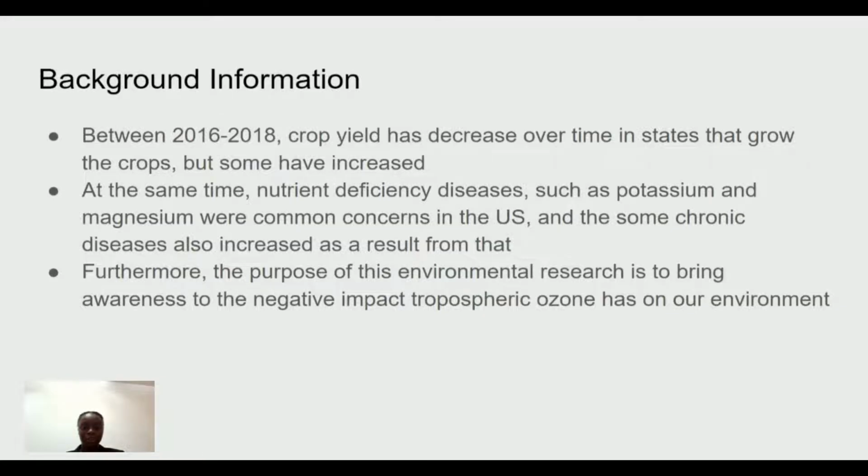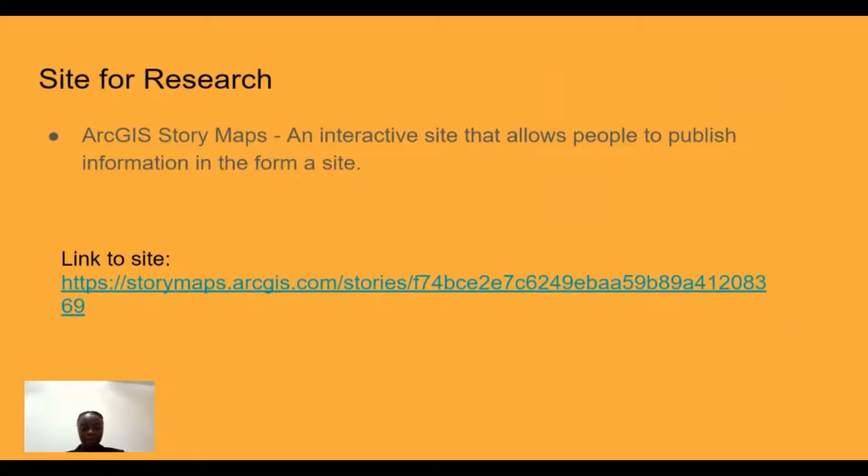So, between 2016 and 2018, there was a decrease in crop yield of ozone-prone plants such as cotton and peanuts. At the same time, there's been a rise in nutrient deficiency diseases that have led to chronic illnesses. For my research project, I focused on how ozone can affect crop yield, and I then made a relation to nutrient deficiency diseases and secondary complications, such as heart disease, high blood pressure, etc. With my project, I was able to use a website called ArcGIS Story Maps to create a platform that has a record of all my research data analysis.